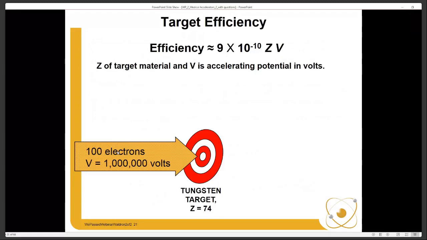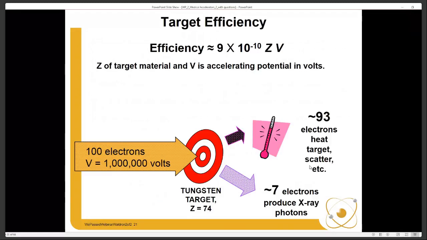So if I have 100 electrons at 1 megavolt incident on a tungsten target whose Z is 74, about 7 of those electrons are going to produce X-rays or photons. The other 93 or so are going to produce mostly heat and will be scattered, and so on.